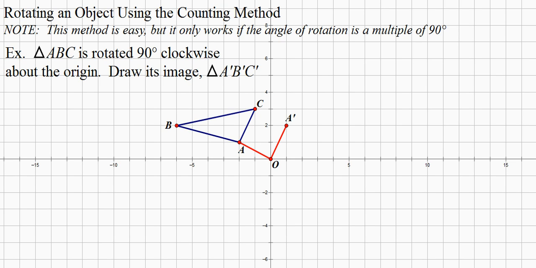Because I know that the length of this and this are the same. My counting ensured that that would happen. That's why I did the count. And then I can see that this angle formed is 90 degrees clockwise, which is what I wanted. So A prime goes right there.